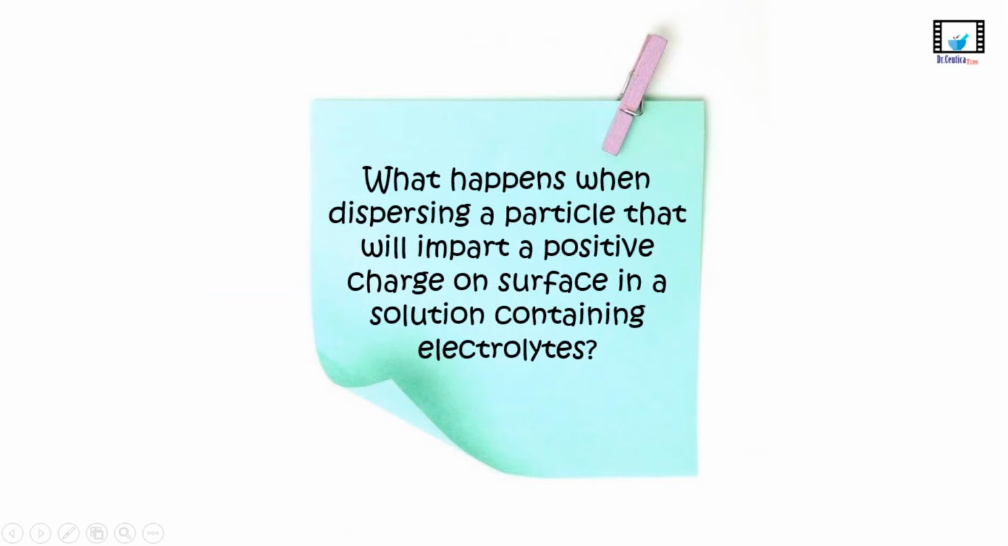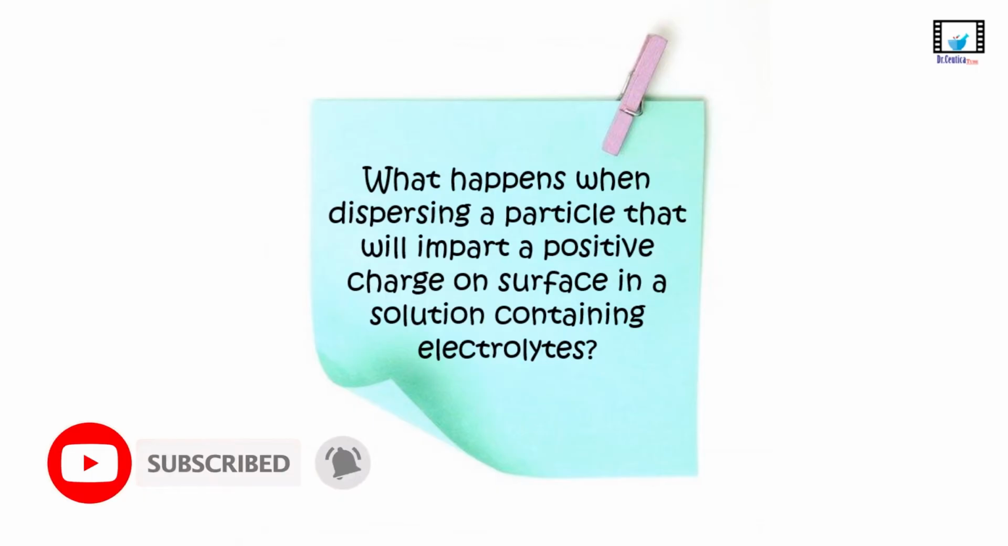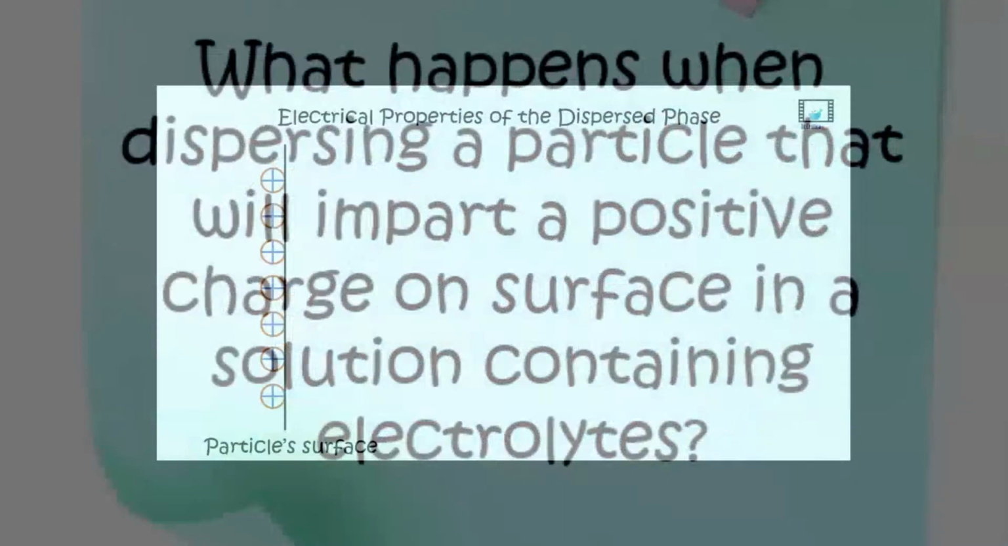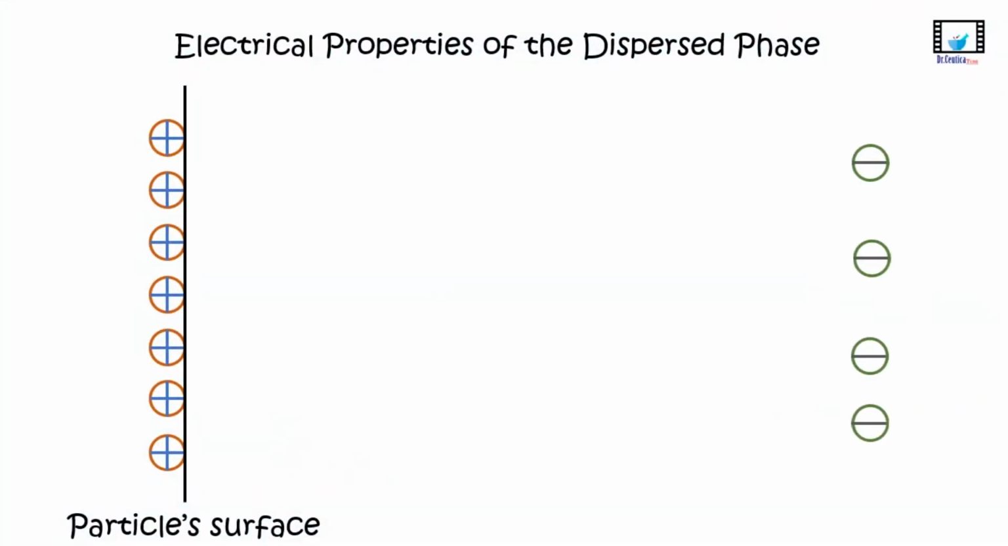So, what will happen when dispersing a particle that will impart a positive charge on the surface in a solution full of electrolytes, for example? Well, positive ions on the surface would attract balancing ions of opposite charge from the bulk of the solution, and these ions will be like a fixed or rigid layer of charged material.